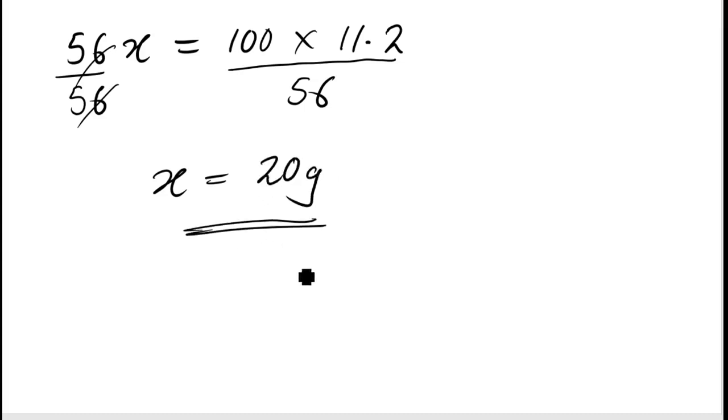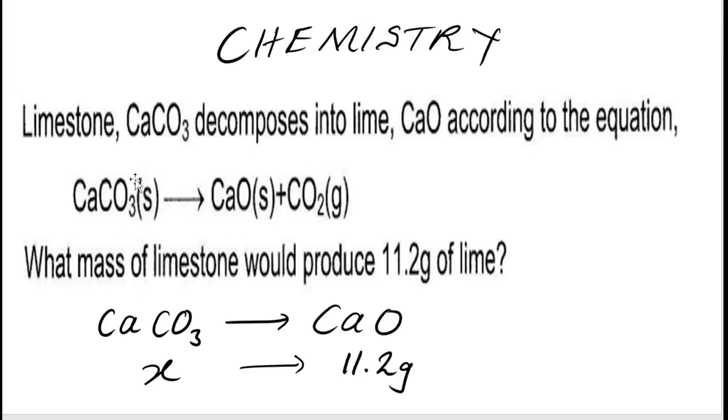So the mass of calcium carbonate or limestone that produced 11.2 grams of lime was 20 grams. So that is what you do. That is simple and straightforward. You just have to use the formula masses or the molar masses. So it was 20 grams.